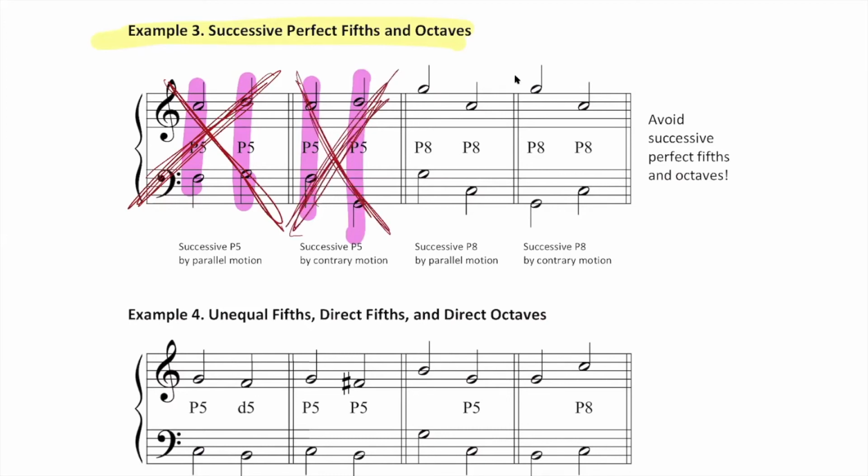The same principle applies and is probably even more evident orally with the perfect octaves. We want to avoid successive perfect octaves. And the 2 examples I have here of those sound like this. It almost sounds like the same thing, right? You also want to avoid successive perfect octaves that move by contrary motion. Sometimes those can be hard to identify, but it still sounds like the same tune. So avoid that as well.